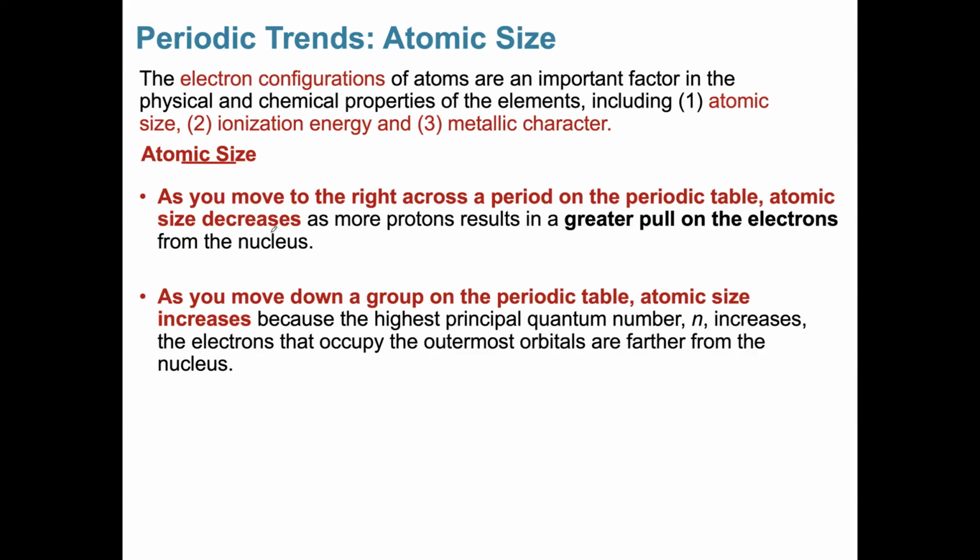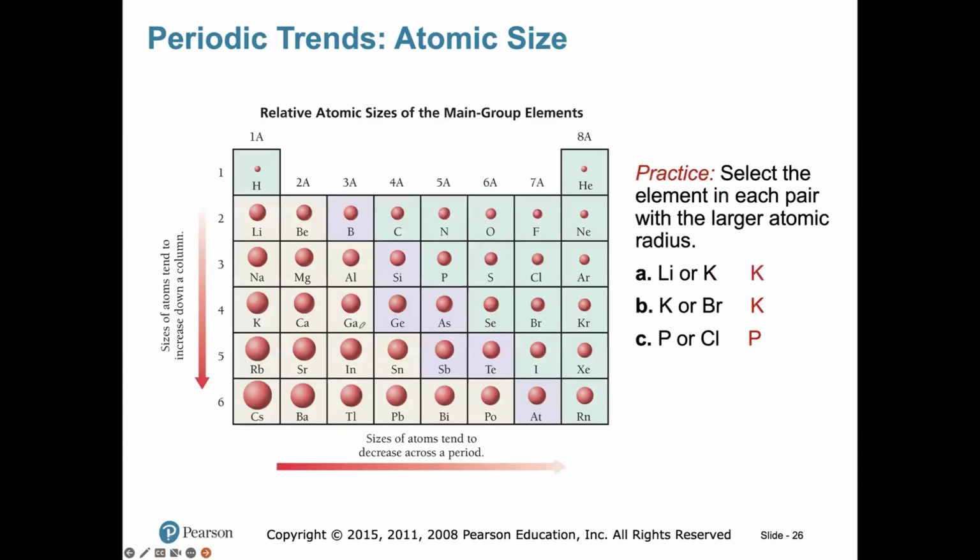As we move down from top to bottom, atomic size increases. That's because you have more and more atomic orbitals, since you have a higher principal quantum number, and the electrons start to occupy the outermost orbitals that are further away from the nucleus. Those make the atoms bigger.